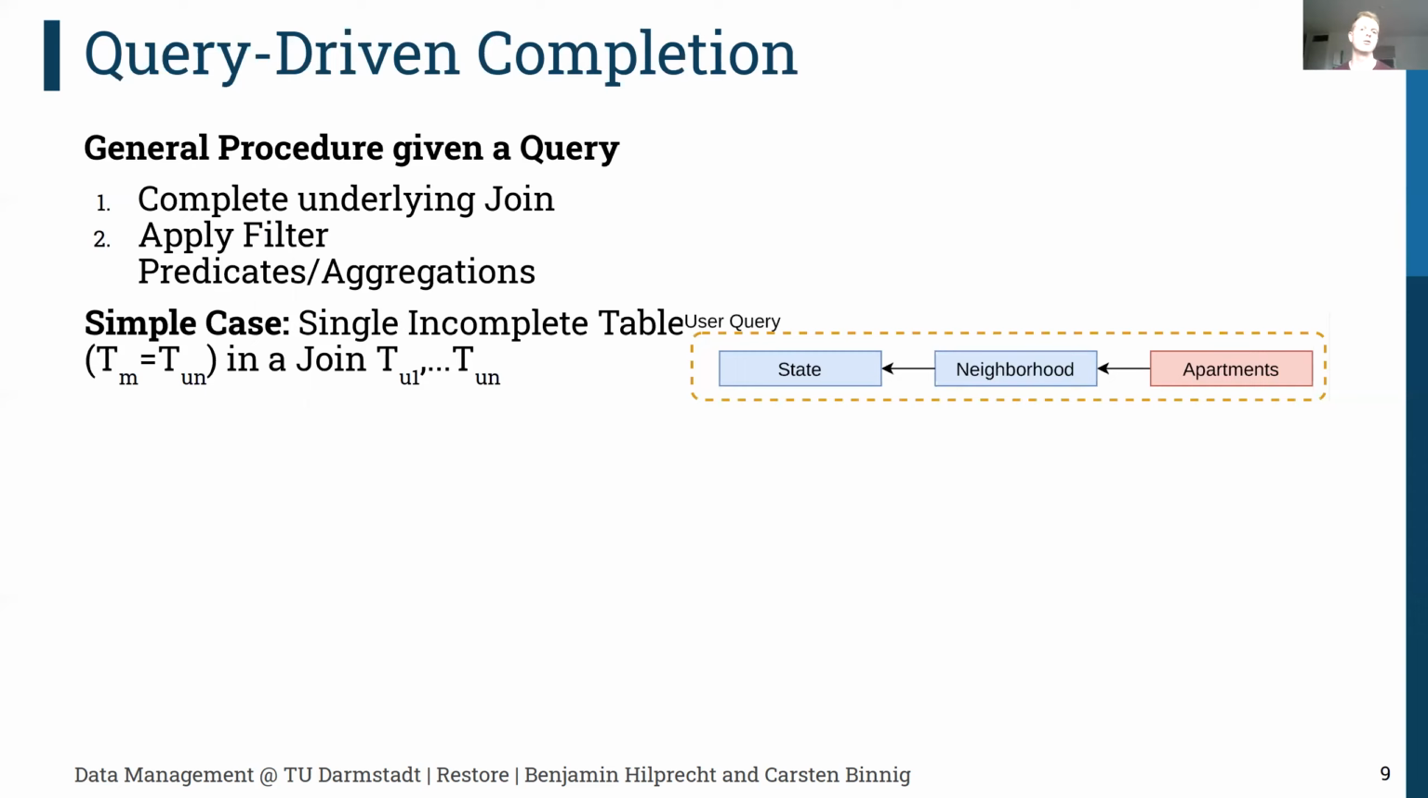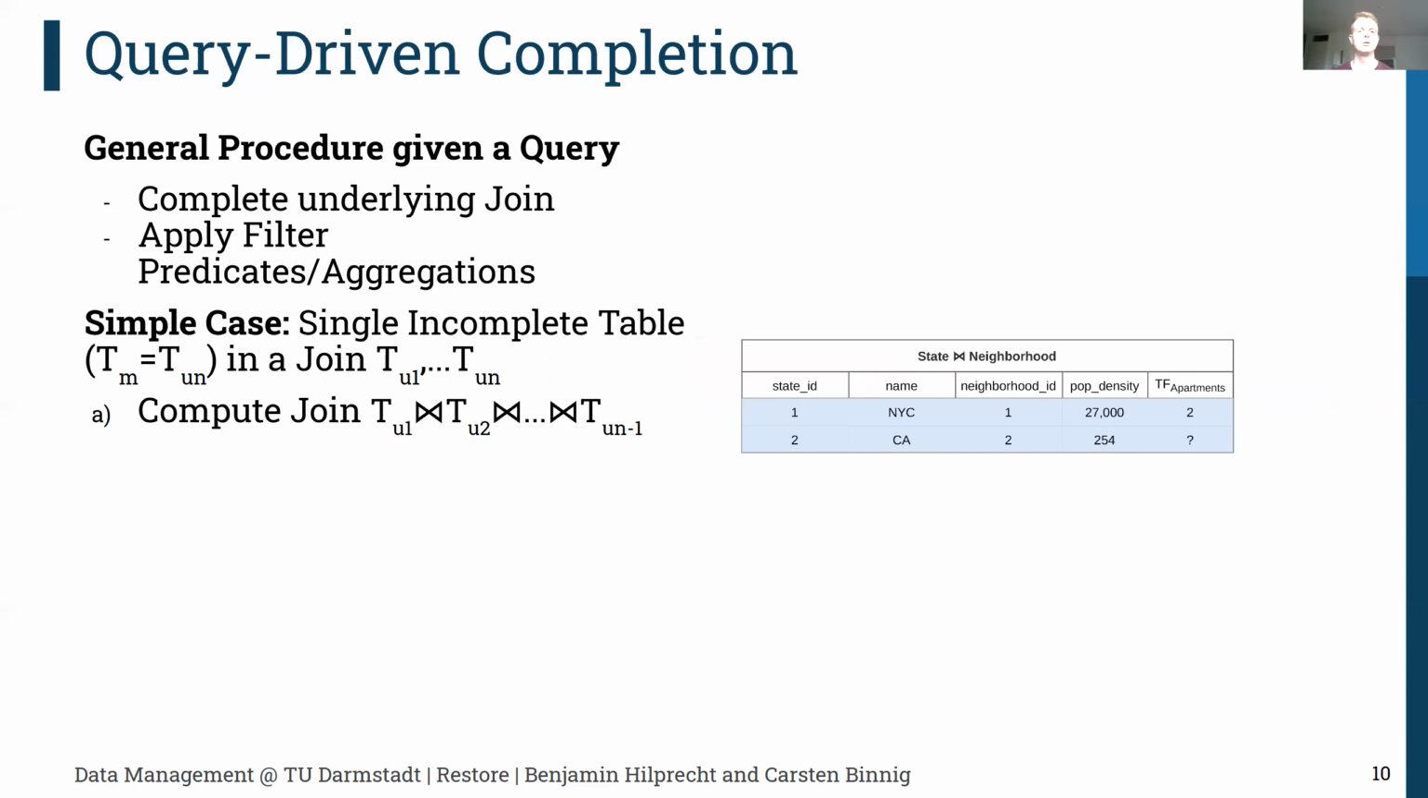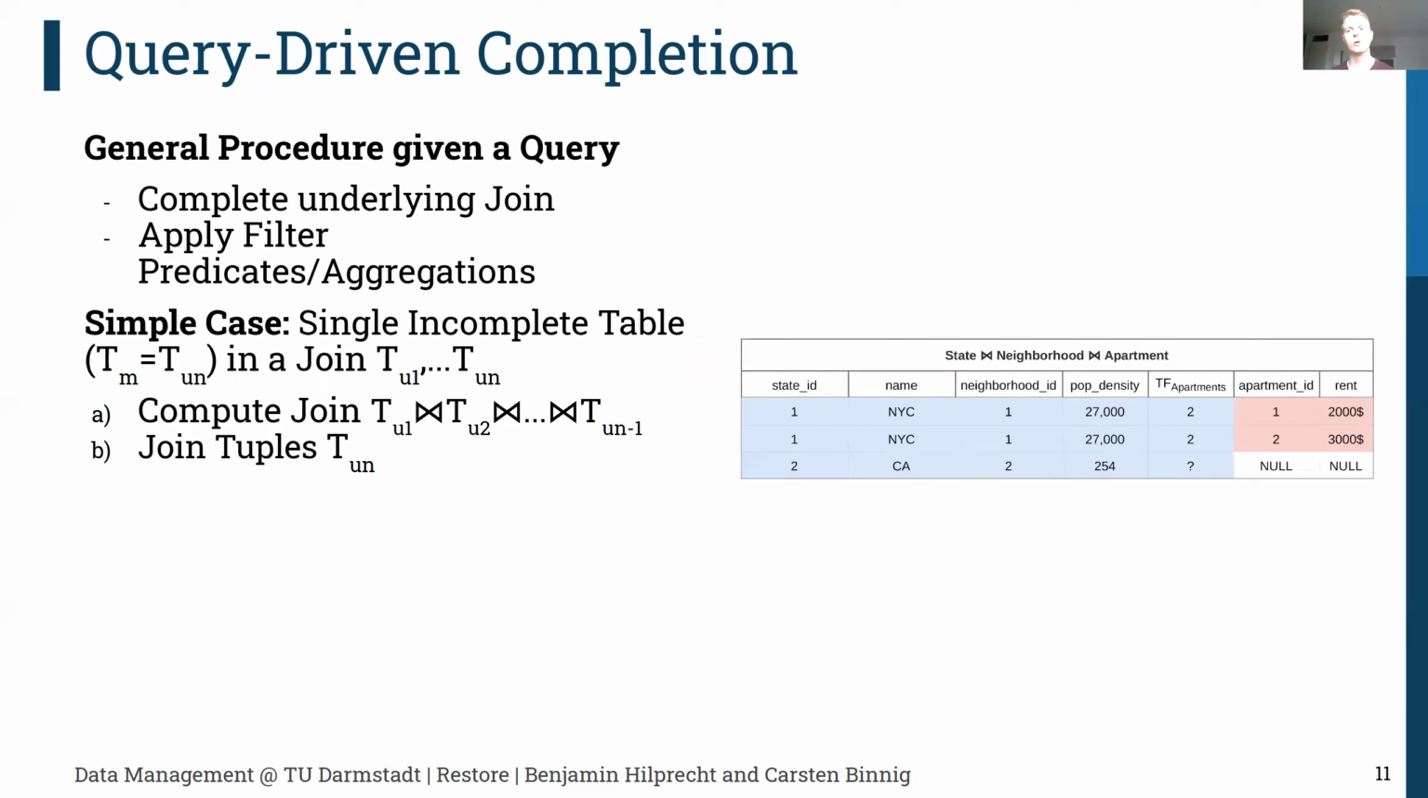A simple case is to have only a single incomplete table in a join of several tables. So here we might have a join of states, neighborhoods, and apartments, whereas only the apartments table is incomplete. In the paper, we also discuss the more complex cases where we have several incomplete tables, but for simplicity, we stick to just the single incomplete table case in this presentation. So first of all, we would compute the join of the complete tables, so of state and neighborhood. And as we can see, this is just a normal join that we execute in the database. And then we join the tuples we have left in the incomplete table. So the apartment tuples, which have a join partner in the neighborhoods table.